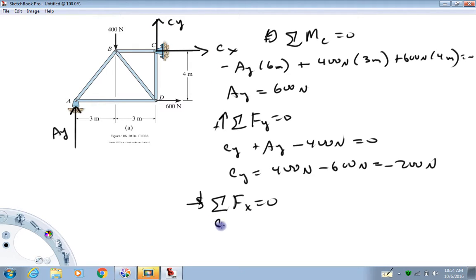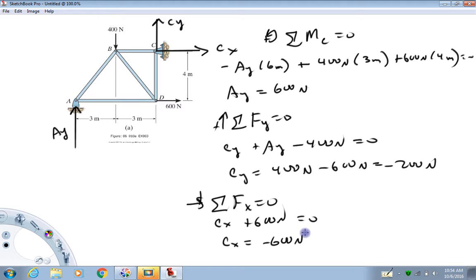That's going to be CX plus 600 newtons for this force at D equals 0. So Cx is equal to minus 600 newtons. At first I wasn't going to write it down because I forgot about this force here. Had that force not been there, I would have just written down Cx equals 0 and moved on. But then I noticed there's a force there, so I went ahead and wrote that equation out.